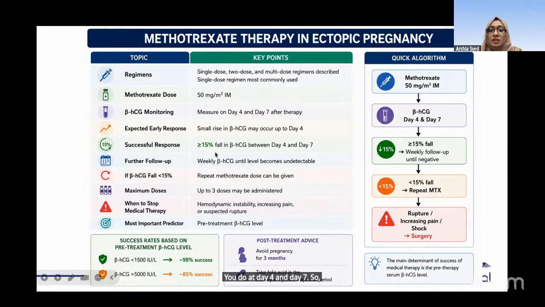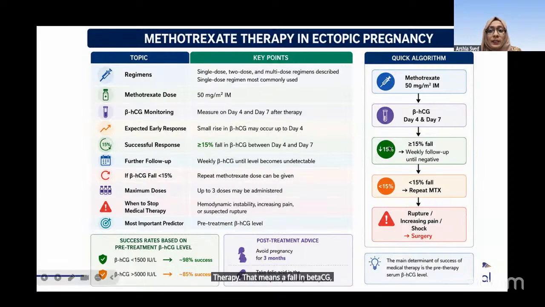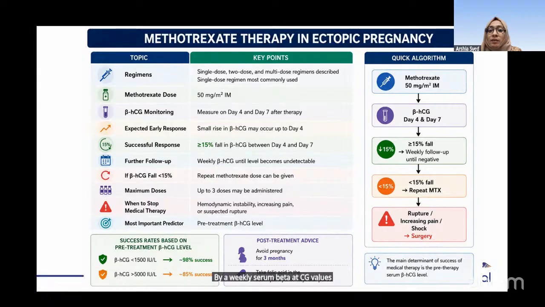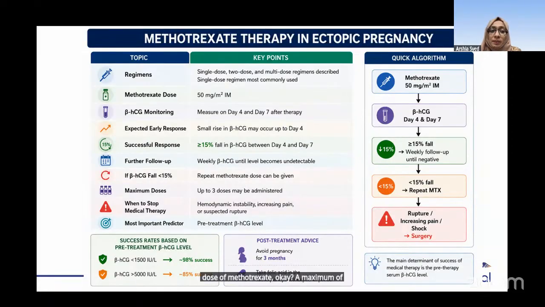You know your treatment is getting successful when the beta HCG falls more than 15% between day 4 and day 7. That means she's responding to the therapy. Then after the level is falling, the further follow-up you have to do is by weekly serum beta HCG values till the level becomes undetectable. But in case this beta HCG level is not falling by at least 15%, you can give a repeat dose of methotrexate. A maximum of three doses can be given.